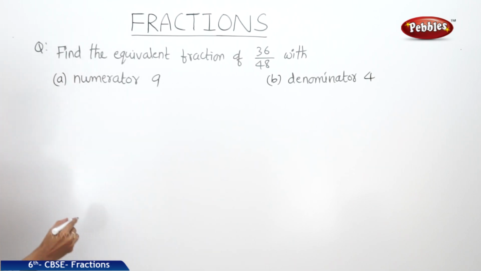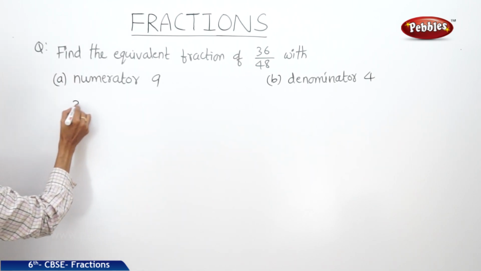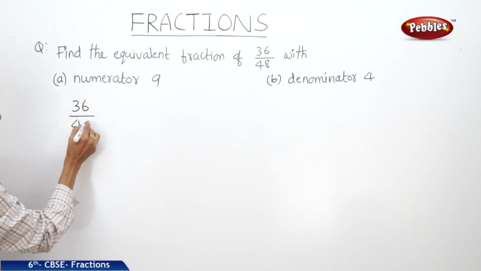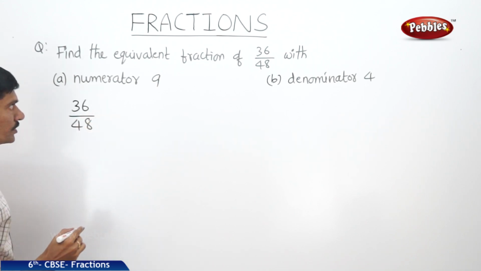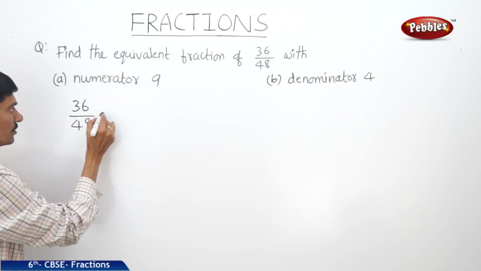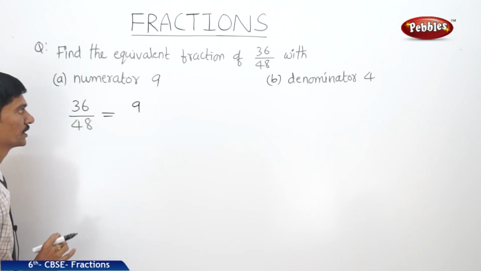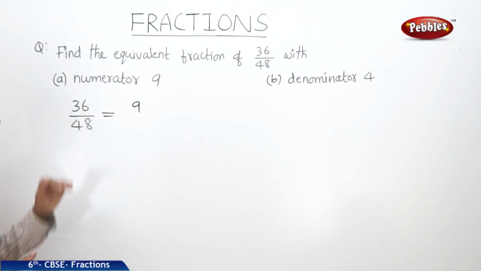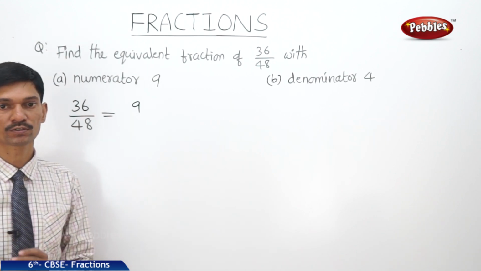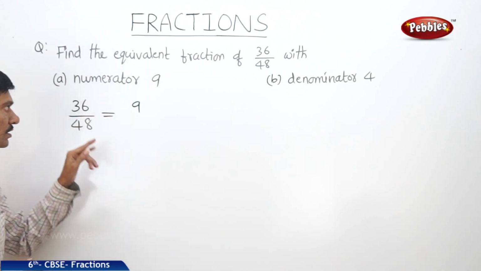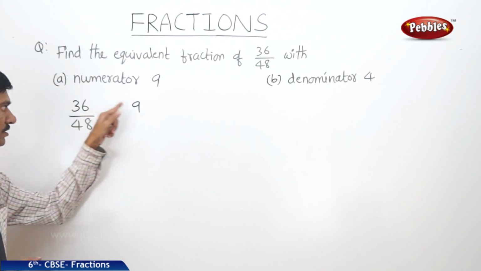Now the given fraction is 36 by 48. Now we should get the numerator 9. So then how to get the numerator 9 in the equivalent fraction? Means 36 must be divided by some number. So what is the number? Then 36 by 4 is 9.